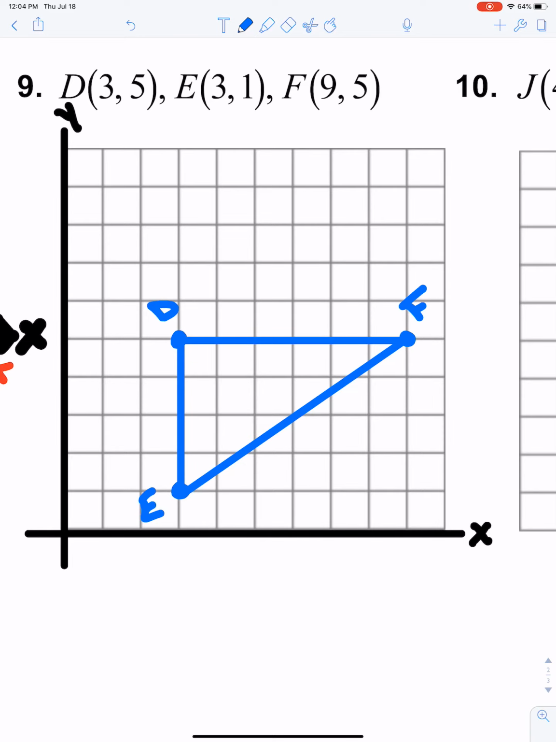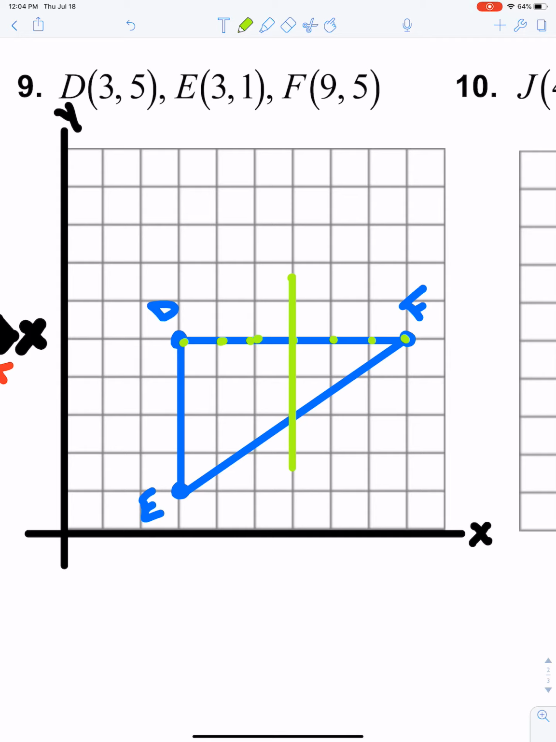Again, I'm asked to find the circumcenter, which is essentially created by perpendicular bisectors. So I am again going to count how long the line DF is. 1, 2, 3, 4, 5, 6. Half of 6 units is 1, 2, 3 units. And perpendicular to a horizontal line is a vertical line. So I've created my perpendicular bisector of DF.